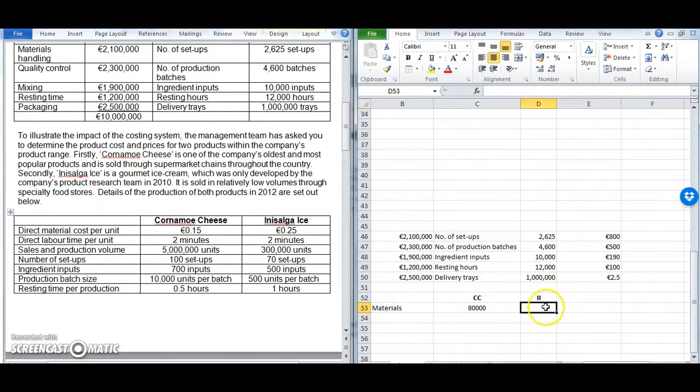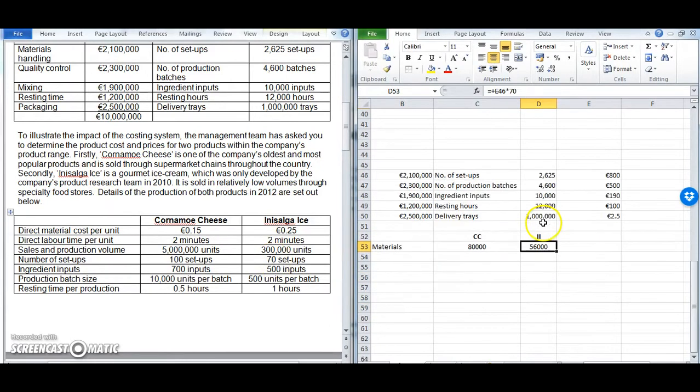Same approach for the ice product. You start off with it's 800 per setup, and how many setups do they use? Well, they actually use 70 setups. So it's 800 times 70. That gets you to 56,000. Okay, so that's materials allocated.